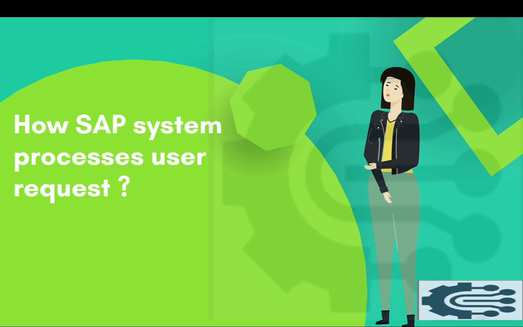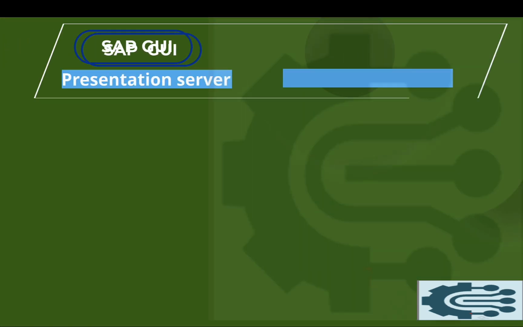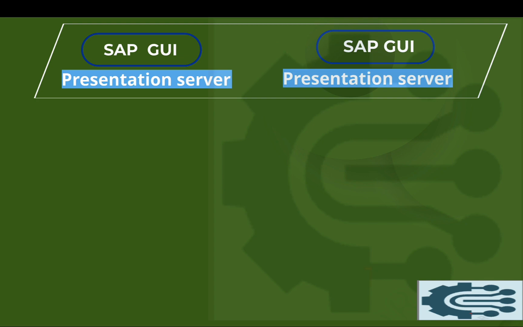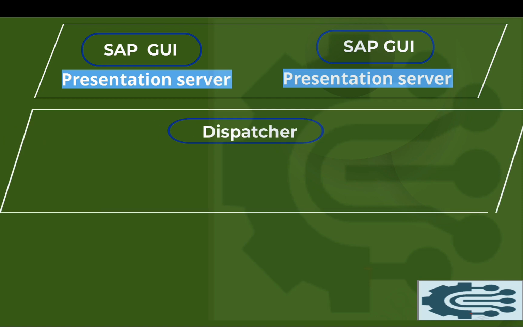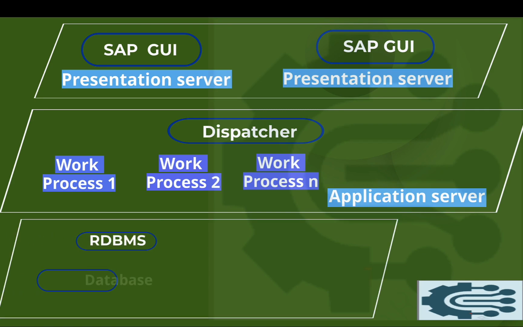How SAP System processes user requests. The user logs into the SAP system through the SAP GUI and initiates a request. It is received by the presentation layer of the SAP system. Application layer performs an authorization check to ensure that the user has necessary permissions to access the requested functionality. The application layer retrieves the necessary data from the database layer. When the request has been processed, the database layer is updated with the new data.